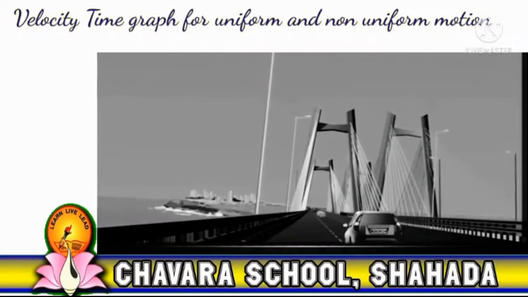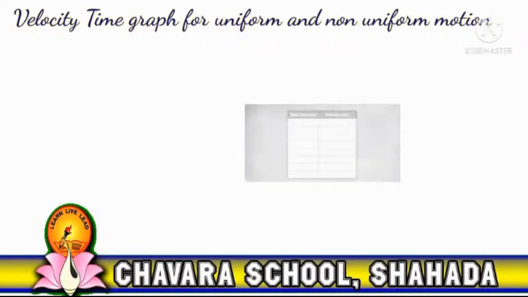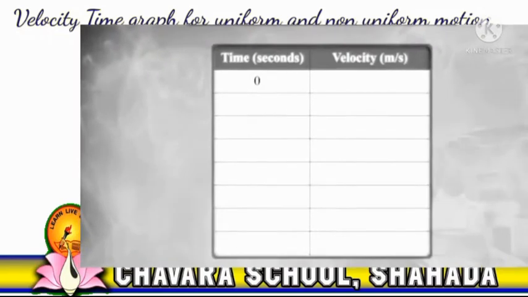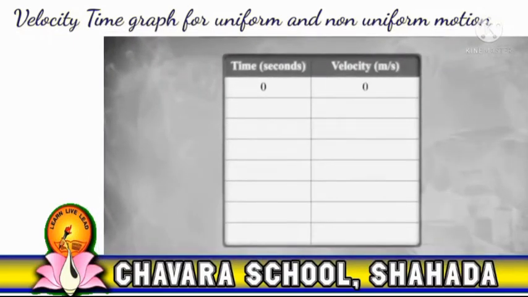The changes in the velocity of a car in specific time intervals are given in the following table. Time in seconds, 0. Velocity in meters per second, 0. Time in seconds, 5. Velocity, 8. Time in seconds, 10. Velocity, 16. Time in seconds, 15. Velocity, 24. Time in seconds, 20. Velocity, 32.